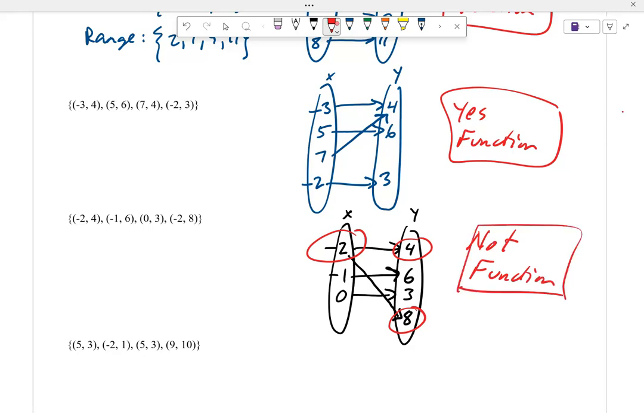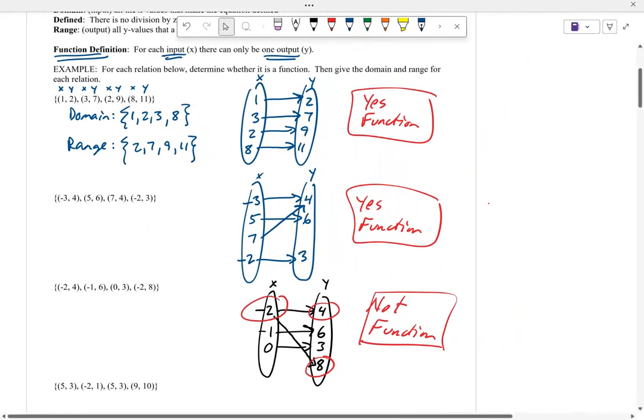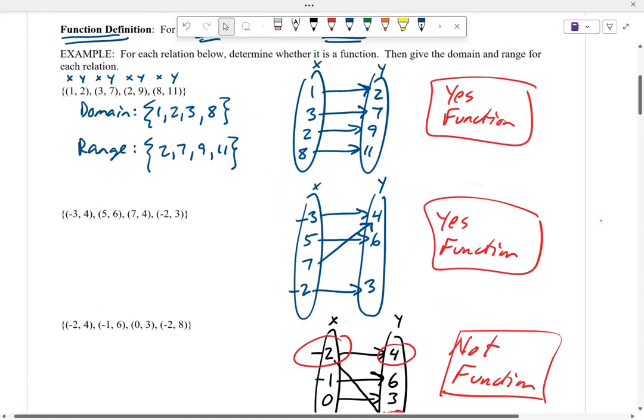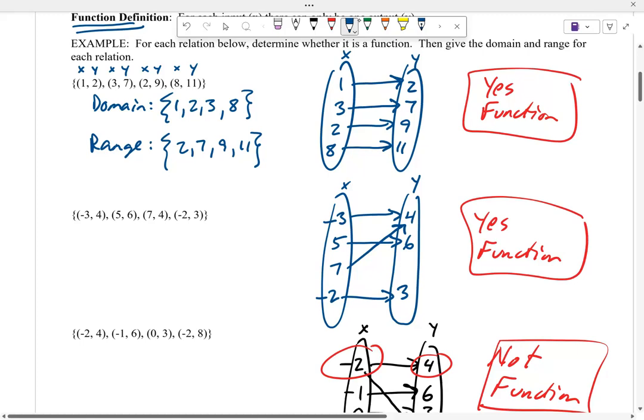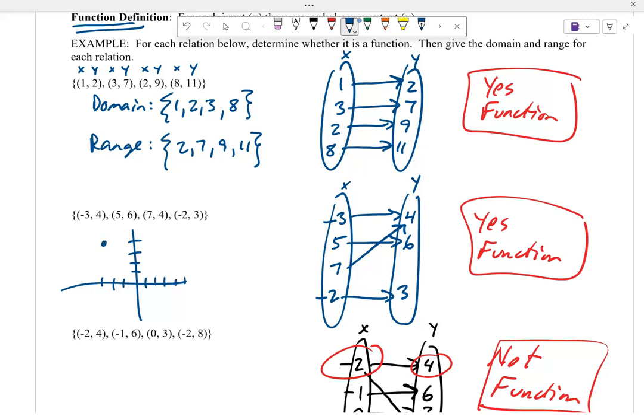And let me give you a visual test for this. This is called the vertical line test. I wanted to introduce it as a mapping initially, but you could graph these ordered pairs. For example, let's graph this second one here. We have -3, 4; 5, 6; 7, 4; and -2, 3. If I graph them, the vertical line test says, let me run a vertical line through every input, and the vertical line can only hit one time wherever it's defined.